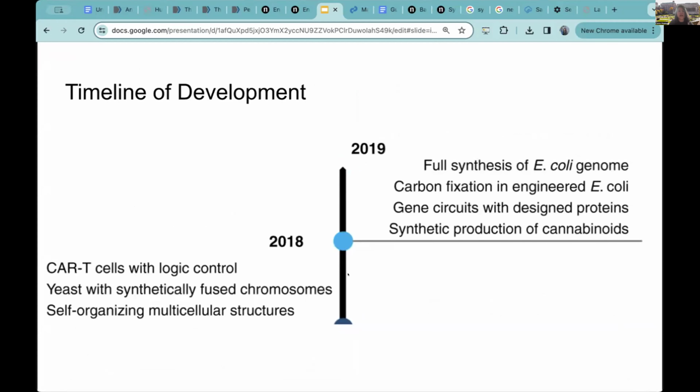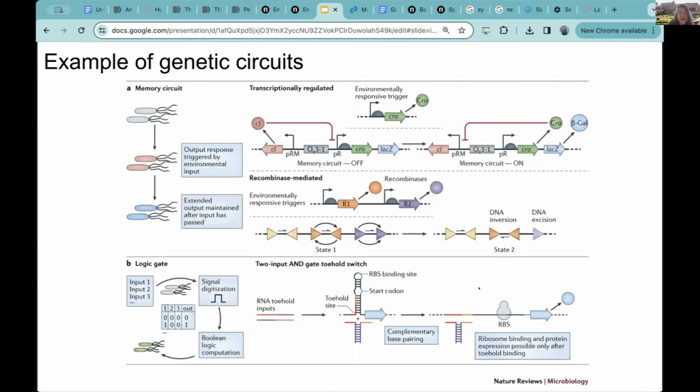I don't know if everyone remembers, but last summer I talked about a review paper on CAR T cells. So if people are interested in this technology, they can reach out to me and I can send you the paper. Yeah. And carbon fixation and engineered E. coli. I think these are some of the more well-known projects these days.